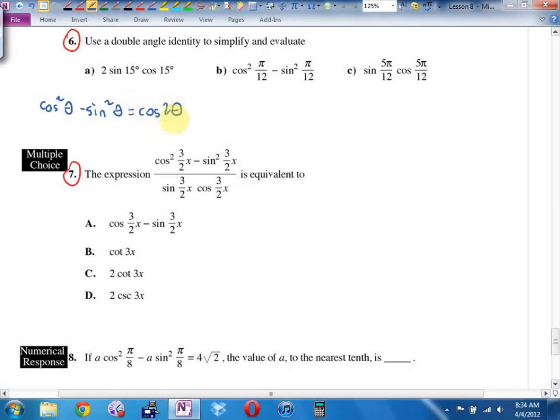Except instead of a theta, what do I have sitting where the theta is? 3 over 2x. So the top is cosine of 2 times 3 over 2x. Oh, 2 times 3 divided by 2. You know what? I think the top just works out to cosine of 3x. Is that okay so far? Okay. The bottom.